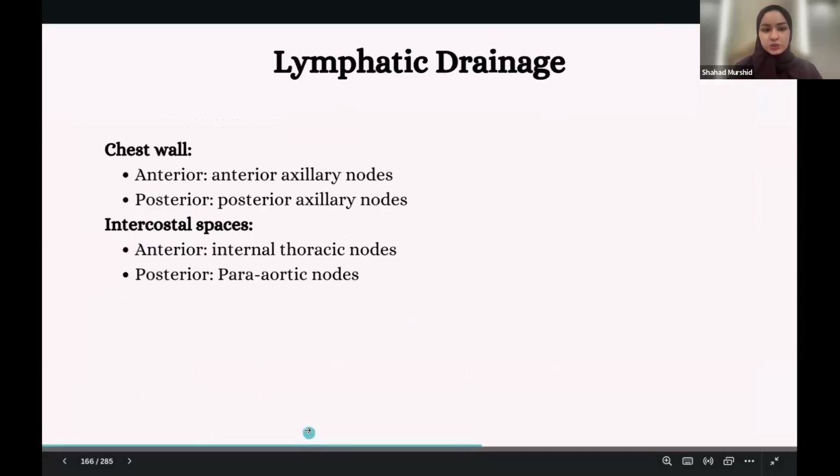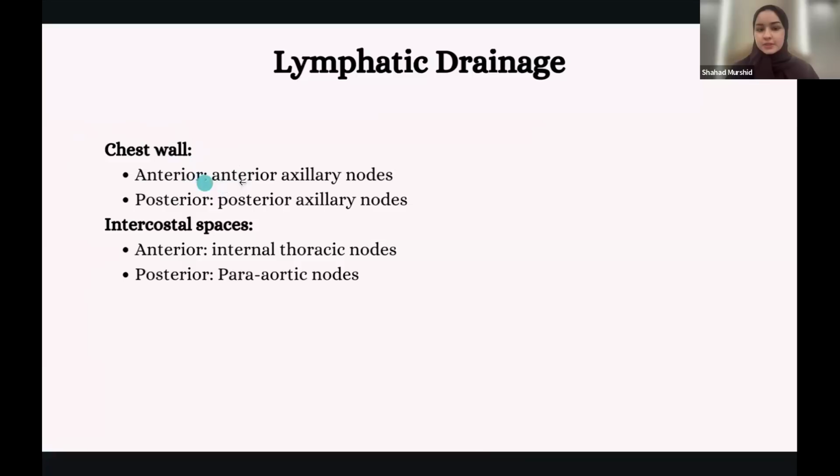Okay, now for the lymphatic drainage of the chest wall. The anterior chest wall drains to the anterior axillary nodes, and the posterior to the posterior axillary nodes. For the intercostal space, anterior drains to the internal thoracic nodes, and posterior to the periaortic nodes. So the lymphatic drainage of the intercostal spaces follows the arteries. If you remember, the anterior arteries were supplied by the internal thoracic, and the posterior by the thoracic aorta, or sorry, the venous drainage.